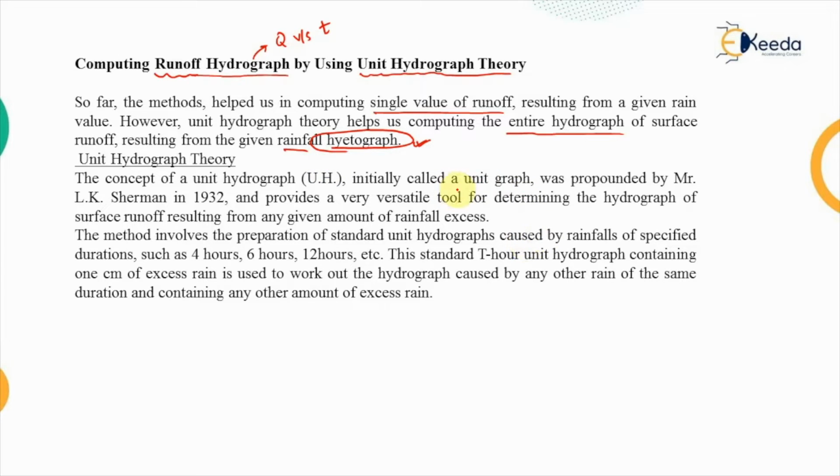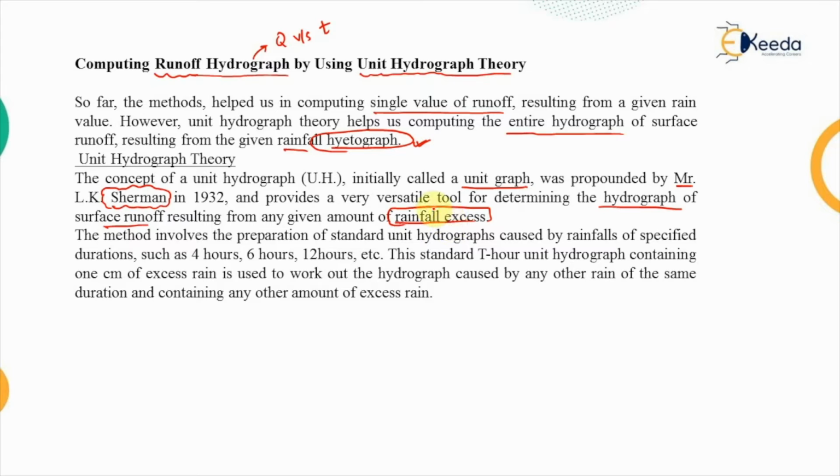Now, this is also known as the unit graph, which was propounded by Mr. L.K. Sherman. So sometimes this unit hydrograph is also known as the Sherman hydrograph, which was given in 1932, and it is a very versatile tool for determining the hydrograph of the surface runoff resulting from any given amount of rainfall excess.